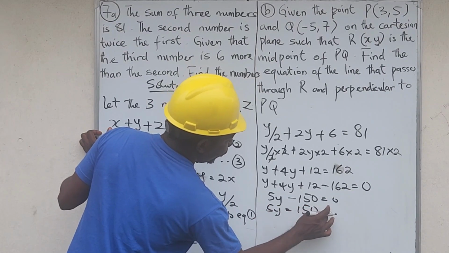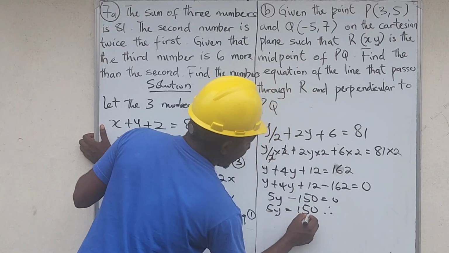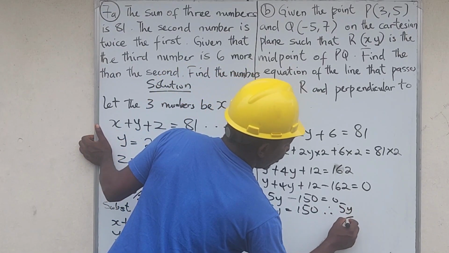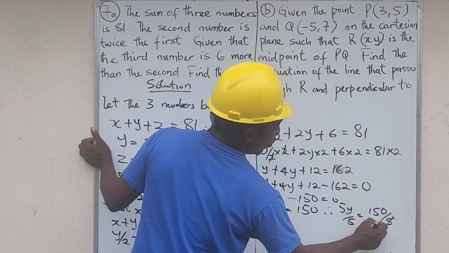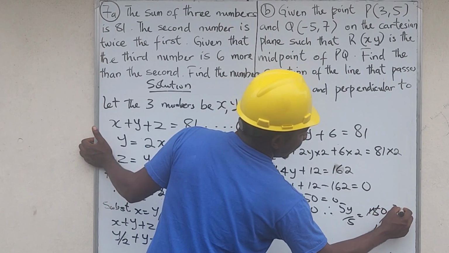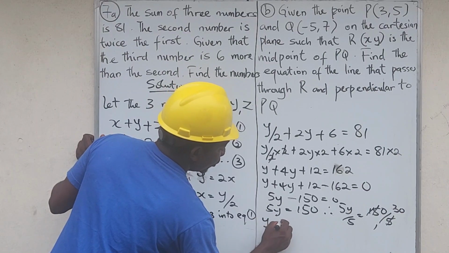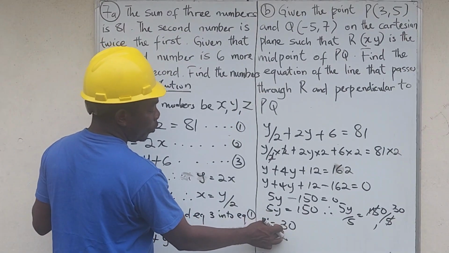Then we divide all through by 5. We have 5y over 5 equals 150 over 5. So 5 cancels here, giving 1, and 5 goes into 150 thirty times. So we have our y equals 30. Now we have the value of y as 30.